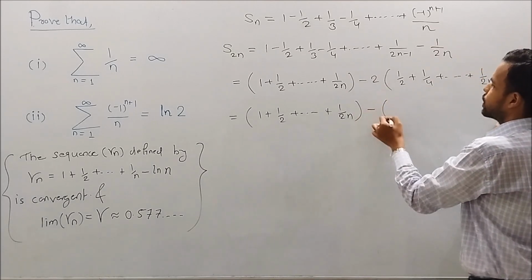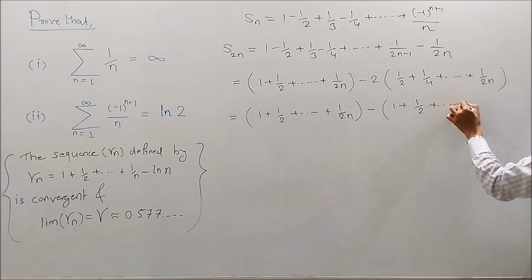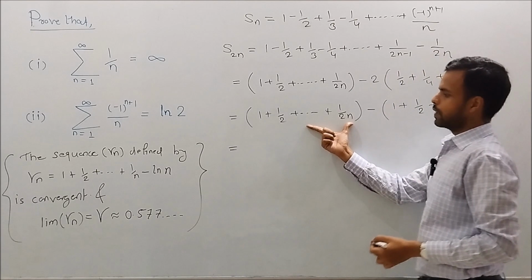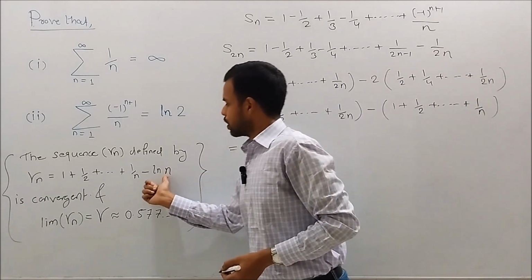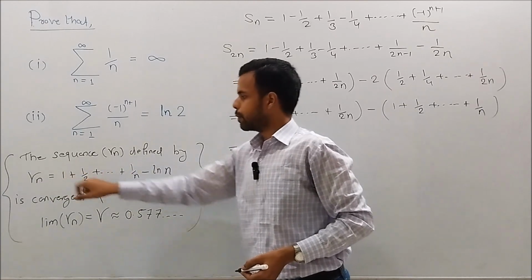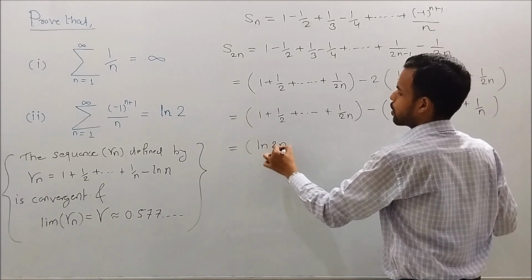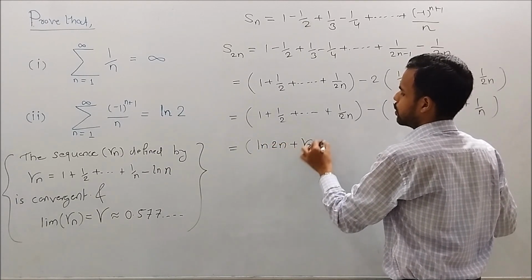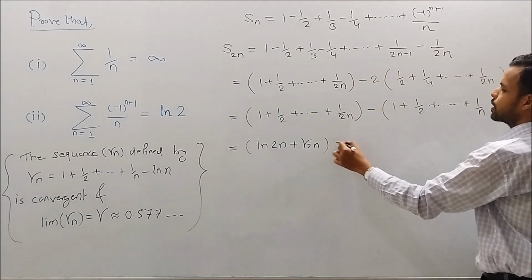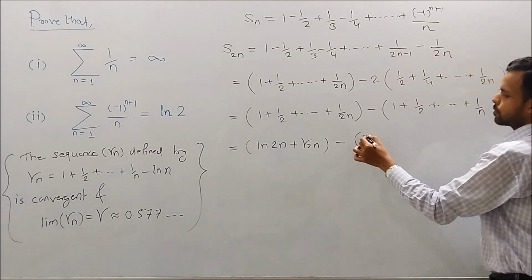So I can write this subsequence as a difference of two sequences, and after simplifying, when we multiply this by 2, we get, and this first sequence is nothing but natural log of 2n plus gamma 2n. This is by the definition of sequence gamma n. And this is nothing but natural log of n plus gamma n.